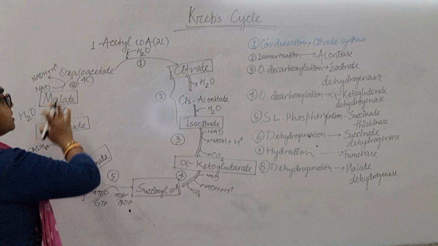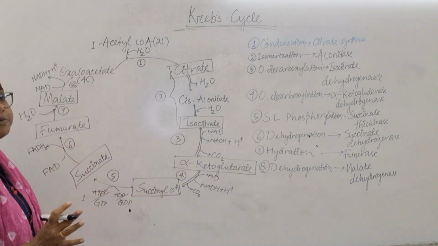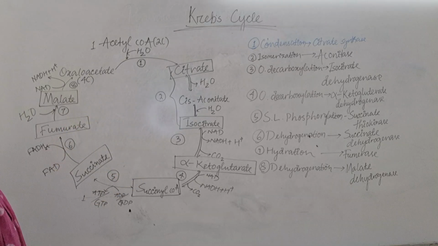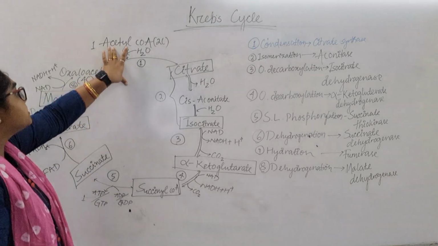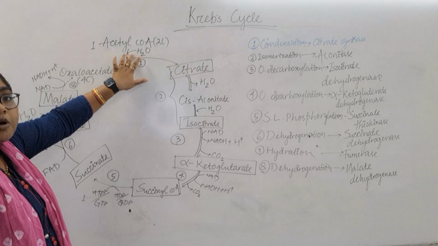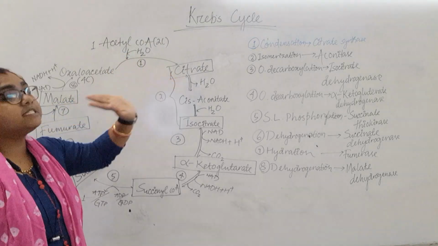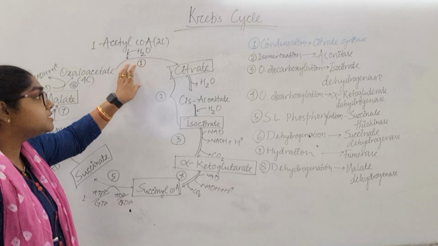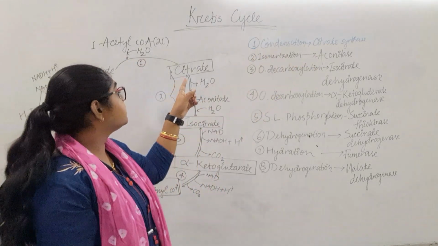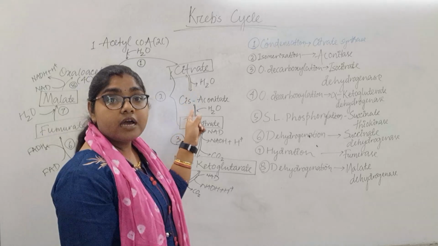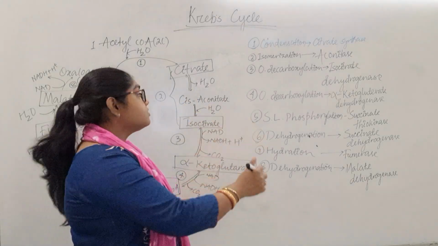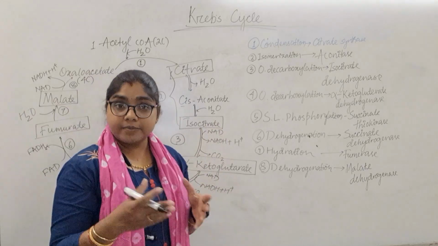Okay, so this is the whole reaction of the Krebs cycle, the step-by-step mechanism. First, the acetyl coenzyme A reacts with oxaloacetate and a water molecule and produces citrate. This process is condensation, and the enzyme is citrate synthase. Now this citrate then undergoes dehydration. It removes a water molecule and produces cis-aconitate, which is an unstable product.